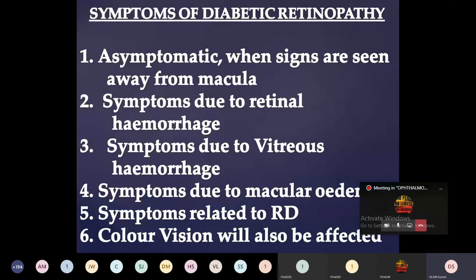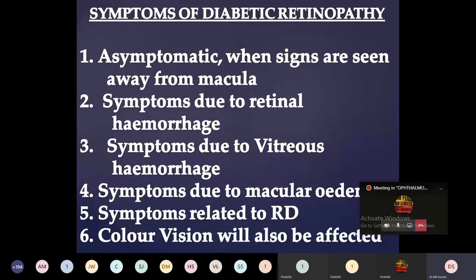But if the clinical signs you are observing as a clinician or an ophthalmologist are well away from the macula, usually the patient is asymptomatic, and sometimes when you suggest some kind of treatment, he will definitely not agree. So it's your duty to convince the patient that diabetic retinopathy on a later date can bring down your vision, and hence treatment is mandatory.